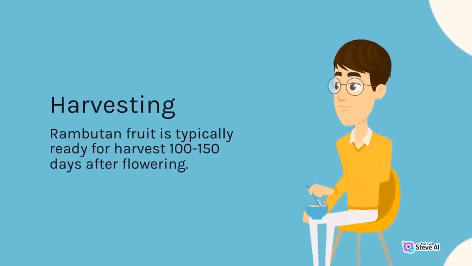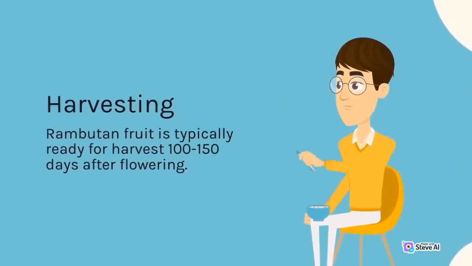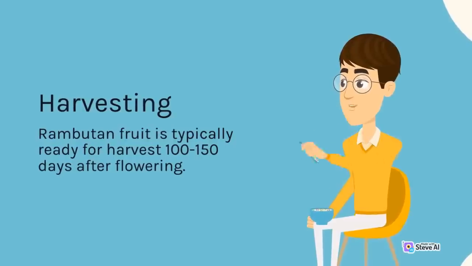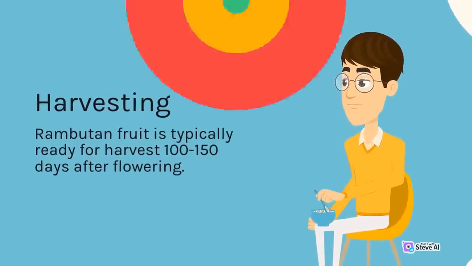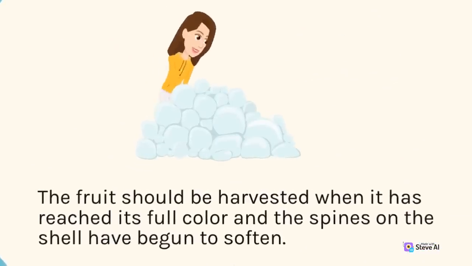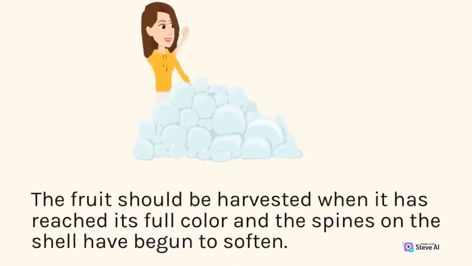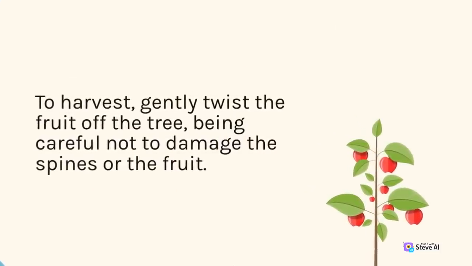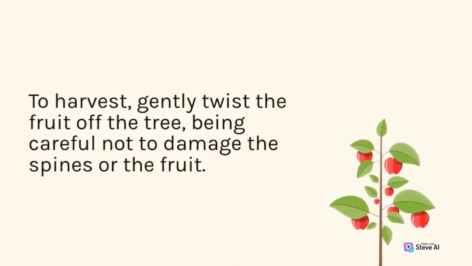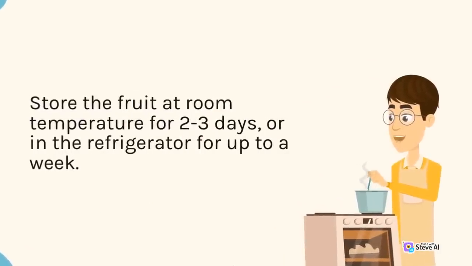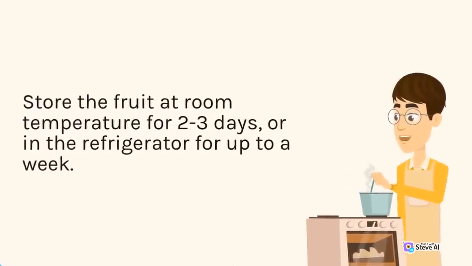Harvesting. Rambutan fruit is typically ready for harvest 100 to 150 days after flowering. The fruit should be harvested when it has reached its full color and the spines on the shell have begun to soften. To harvest, gently twist the fruit off the tree, being careful not to damage the spines or the fruit. Store the fruit at room temperature for 2 to 3 days, or in the refrigerator for up to a week.